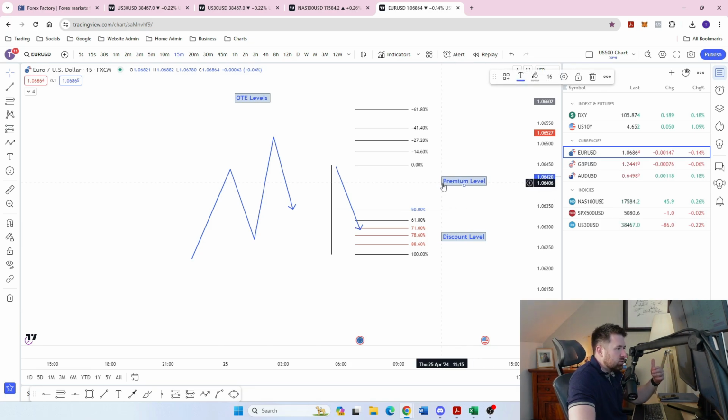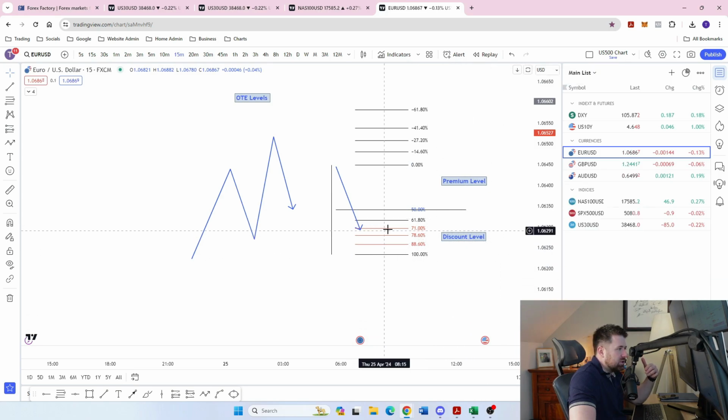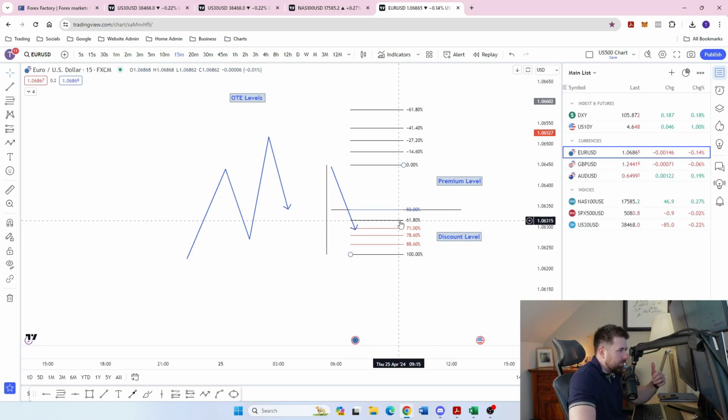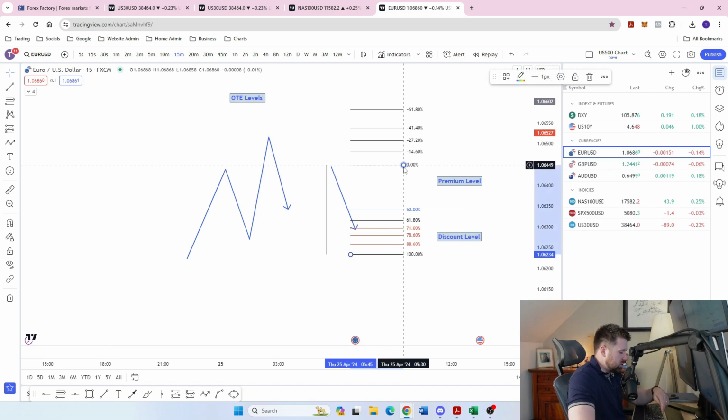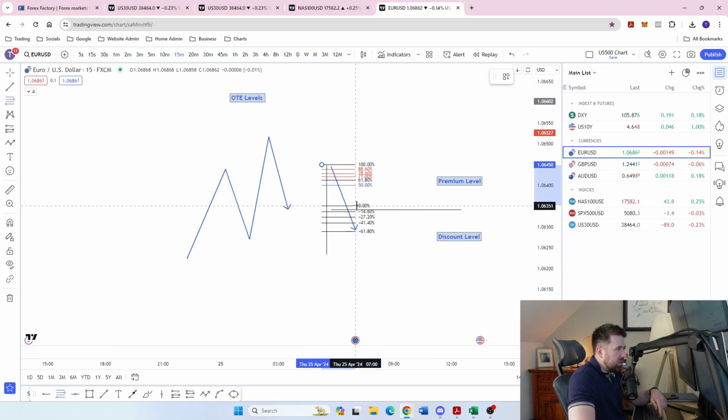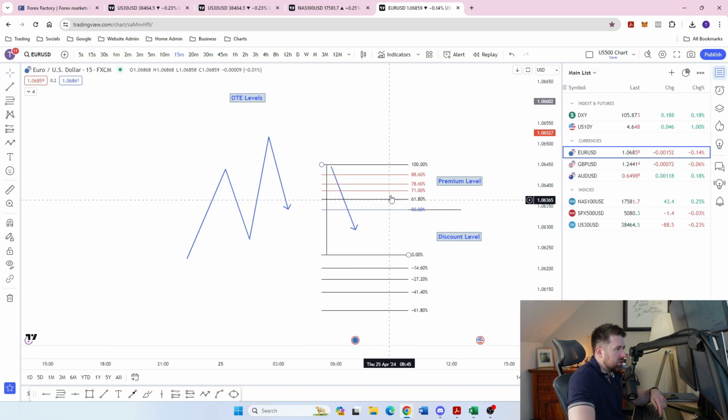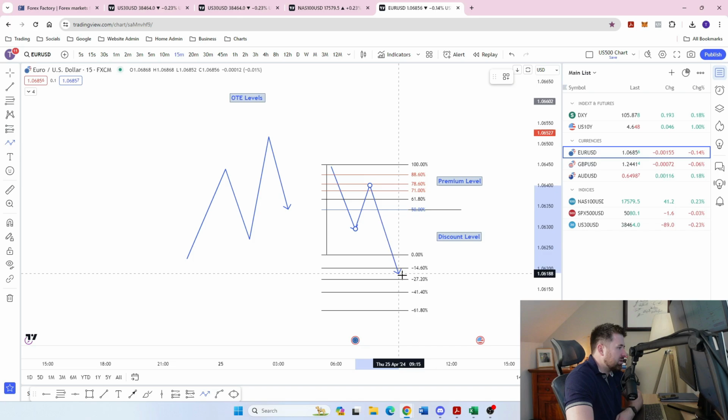Now, the key rule for these OTE levels is that when you're buying something, you want to be buying at a discount. When you're selling something, you want to be selling in a premium. But we want these three red lines here, if we're selling, to be above here. So if the range was flipped the other way, you would measure from the top to the bottom to get your premium level. And essentially, when price comes all the way back up, you want price to come into the premium zone and then sell off.